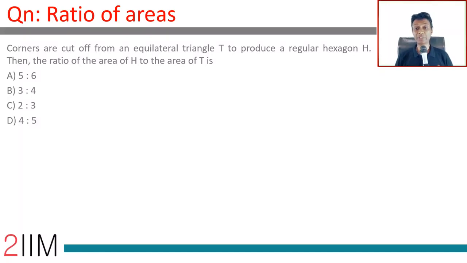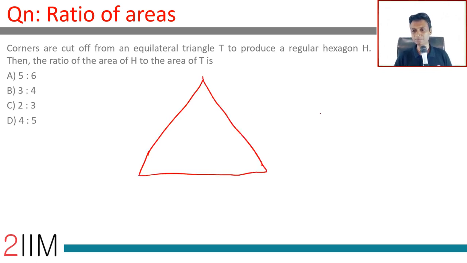Corners are cut off from an equilateral triangle T to produce a regular hexagon H. That means you're cutting off this corner, this corner, this corner. This is 120 degrees, so the other angles should be 60, 60. This will also be an equilateral triangle. This will be an equilateral triangle. This will be an equilateral triangle.